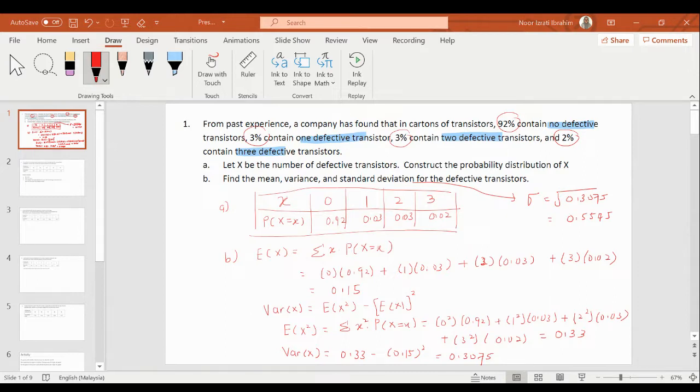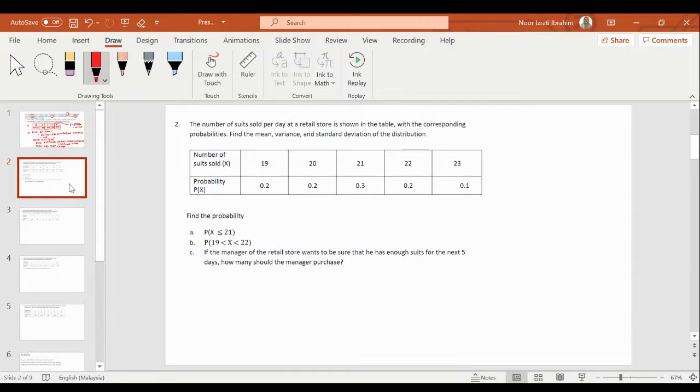That's for the question number 1. Question number 2, we are given probability distribution table here, and we need to find the mean, variance, standard deviation, and the probability here. Okay, to find the mean is E of X, which is summation of X times probability when X equals to x. So you multiply 19 with 0.2 plus 20 with 0.2 plus 21 times 0.3 and so on until 23 times 0.1, and you will get this as 20.8.